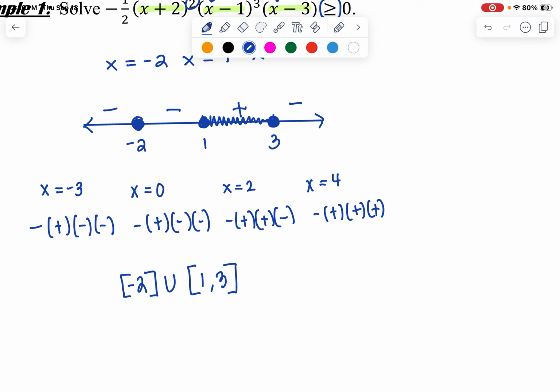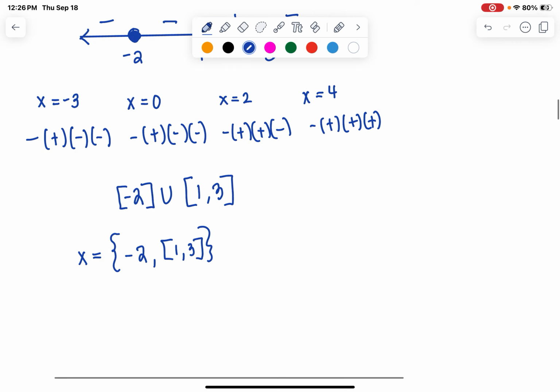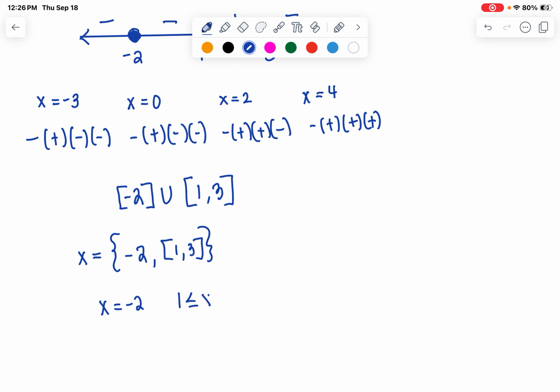Now, if I wanted to write this in set notation, I could say x is equal to, and then you can say -2, comma, and if I wanted to put this in interval notation, I can do 1, 3. That's another way of writing it. And then there's also inequality notation. So you would have to say x equals -2, and then all values in between 1 and 3 would be 1 less than or equal to x less than or equal to 3. This is what our lesson is on, is interval notation, so this is the way I'll be writing it.